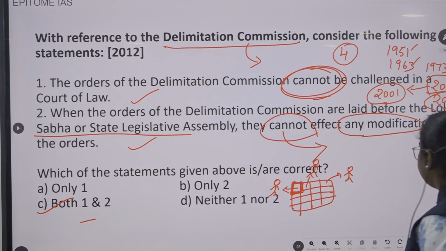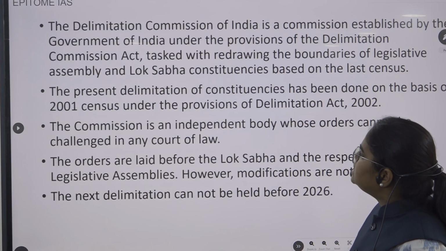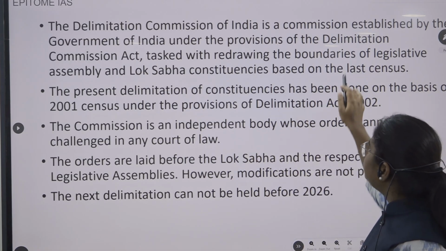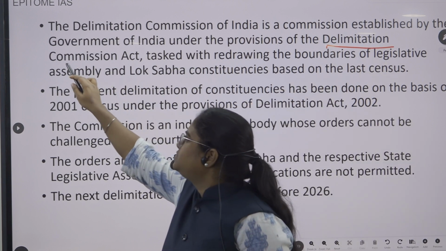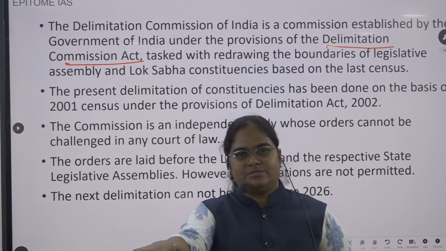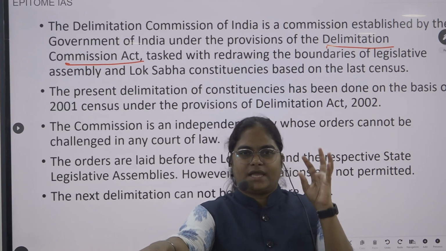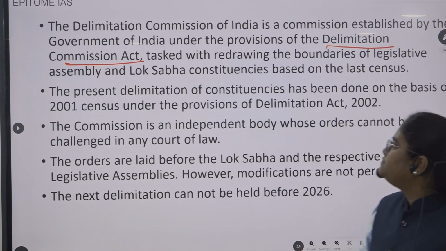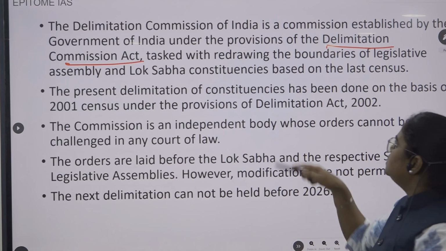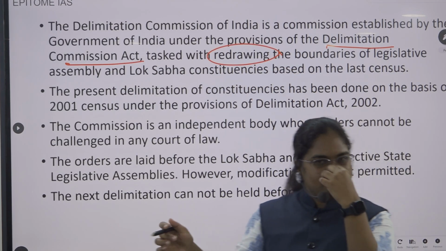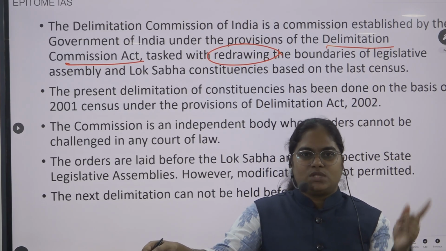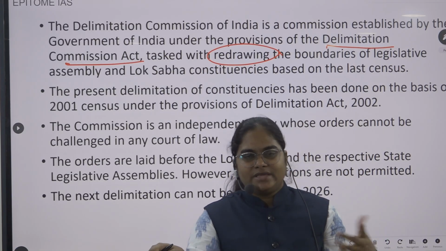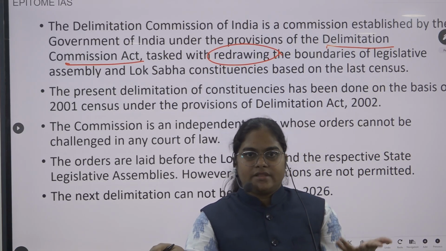Okay, so now before that, the Delimitation Commission of India is a commission established by the Government of India under the provision of the Delimitation Commission Act. So whenever they want to constitute a delimitation commission, they simply constitute it through this act. Okay. Now, what is the purpose? Redrawing of boundary. You might be asking, once they have drawn the constituency, why do they keep on redrawing it? Why are they changing it again and again?